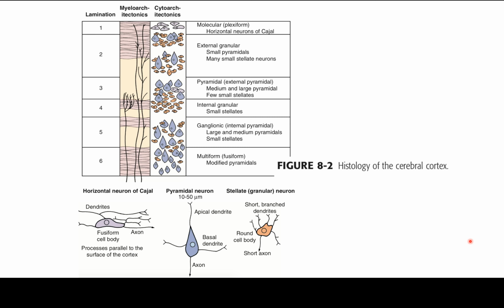The cortex is a laminated structure based on the organization of the processes. Myeloarchitectonics are based on the arrangement of the processes; cytoarchitectonics are based on the arrangement of the cell bodies. When viewed according to the organization of the cell bodies, as many as 6 layers can be recognized. See figure 8-2. The extent to which each of the 6 laminae is developed varies throughout the cerebral hemisphere.